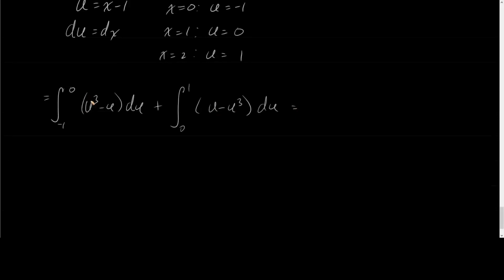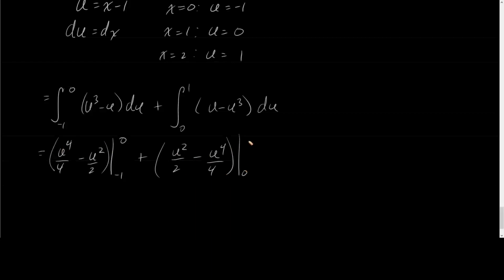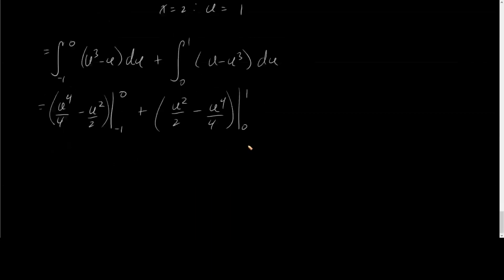That's going to give us u to the 4th. Well, let's do it on the next line. U to the 4th over 4 minus u squared over 2, evaluated from negative 1 to 0, plus u squared over 2 minus u to the 4th over 4, evaluated from 0 to 1. And well, what does that give us?